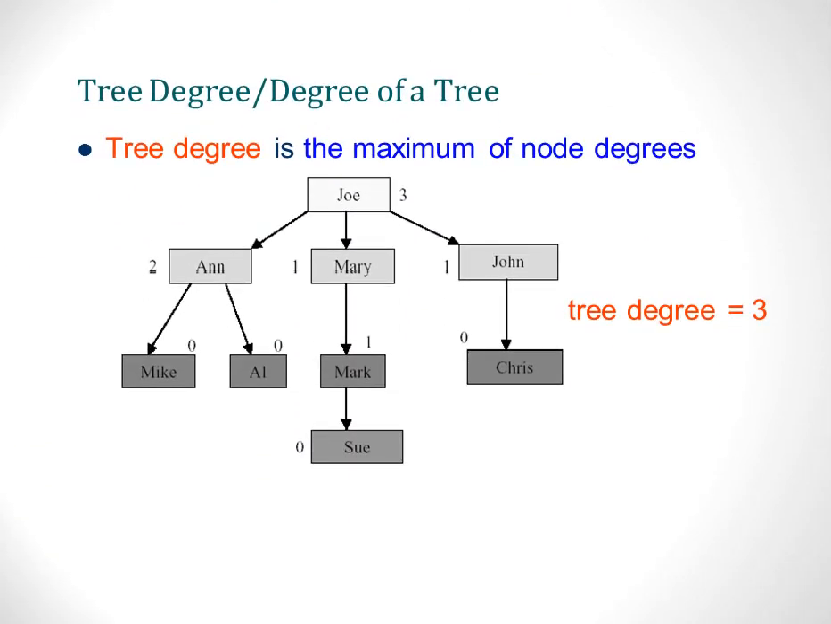Next, we'll discuss what is the degree of a tree. The degree of any given tree can be defined as the maximum of all the node degrees of that particular tree. Once we calculate the node degrees of all the nodes of a tree, let us find the maximum of all the node degrees, and that maximum number will be the degree of the tree.